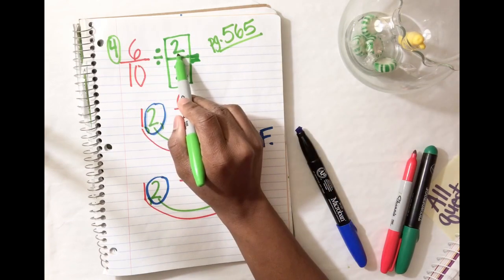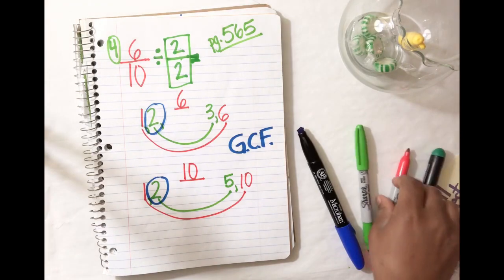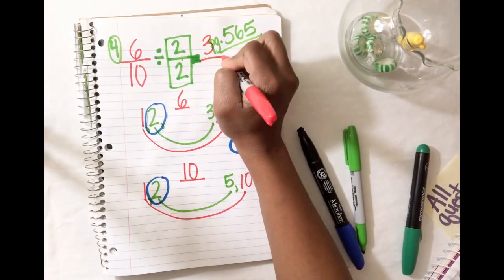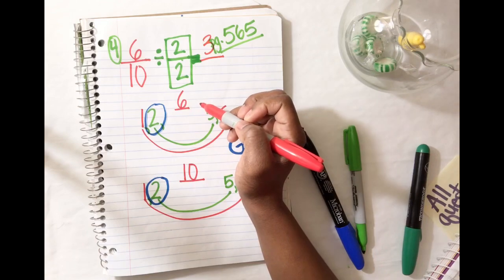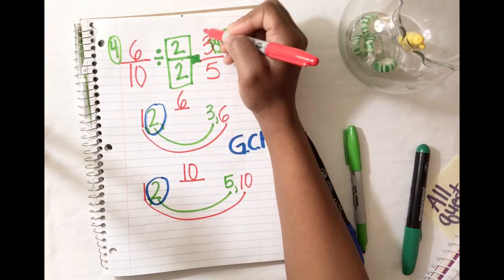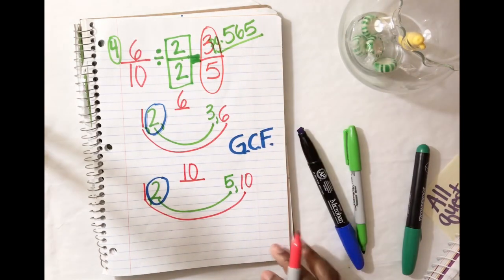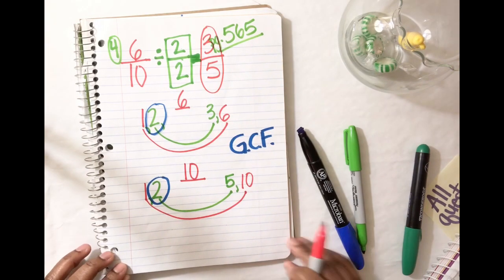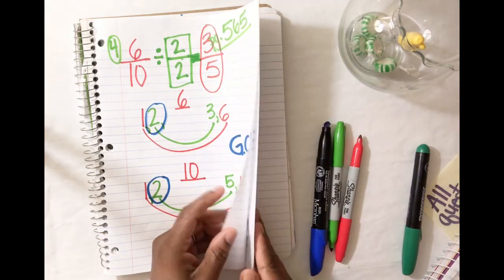6 divided by 2 is, what's 6 divided by 2? 3. 10 divided by 2 is 5. So that means 6/10 in its simplest form is 3/5. Go ahead and write that in your book on page 565 if you're working from the My Math book. Nice work. Let's try another one together.